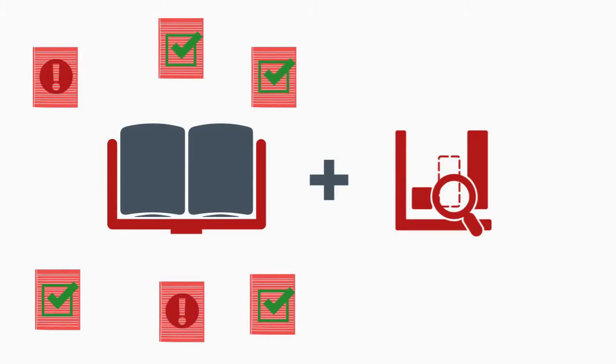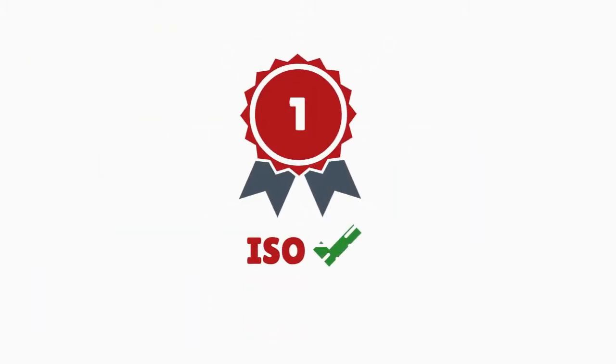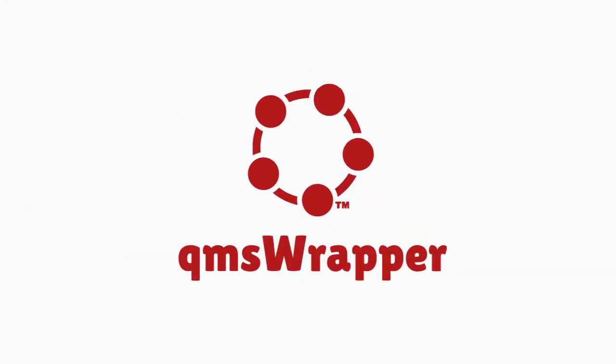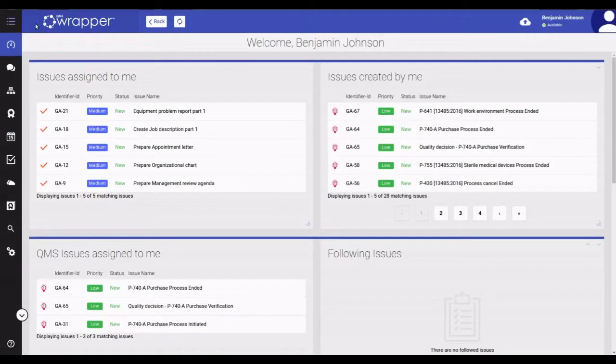Identify missing reports before the auditors do. Make quality a priority. Achieve ISO and FDA compliance and focus on getting your product to market. It all starts with your quality manual and qmsWrapper. This is how it works.